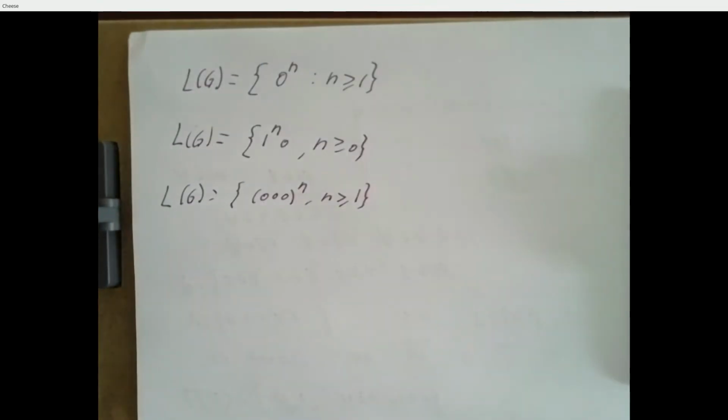All right, so there's two more languages to work on. The first one is 0 or more ones, followed finally by 1 0. And the third one is 1 or more groups of 3 zeros. So 3 zeros, 6 zeros, 9 zeros, etc. This one.